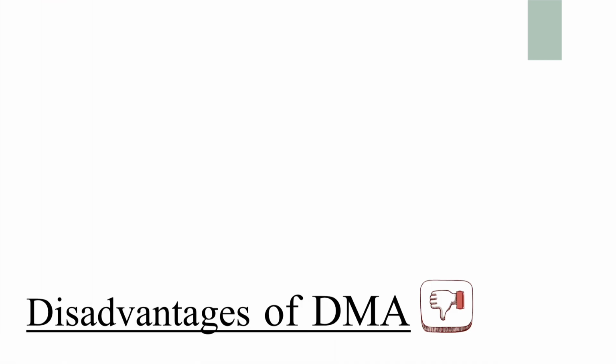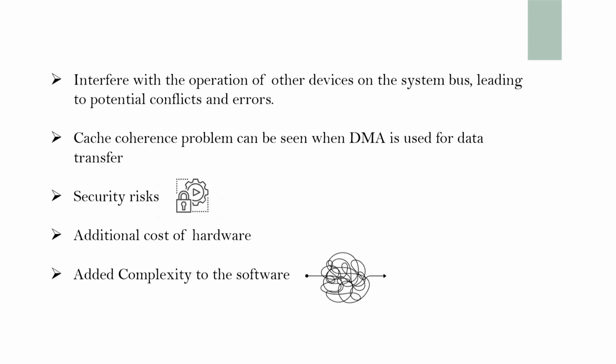Now we are going to talk about the disadvantages of direct memory access, that is, DMA. First, it is a security risk. DMA can bypass the CPU and system memory protection mechanisms, allowing malicious devices to potentially access sensitive data or system resources. Second, limited resources. While DMA reduces CPU utilization, it requires additional hardware resources such as a DMA controller, which can increase the overall cost of the system.